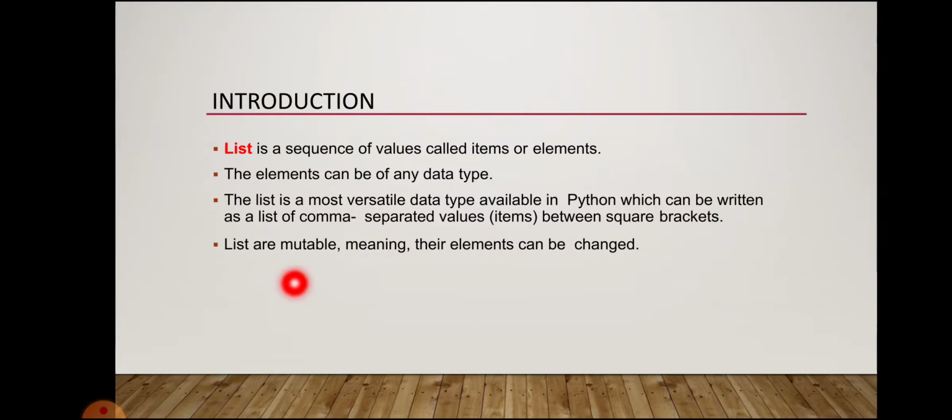These lists are mutable. Mutable means that if we change or alter the value of an element, we can change it in a list. That means mutable: the elements can be changed.